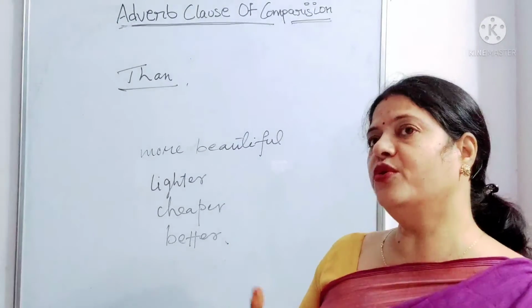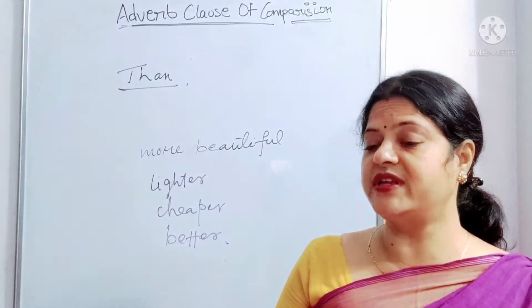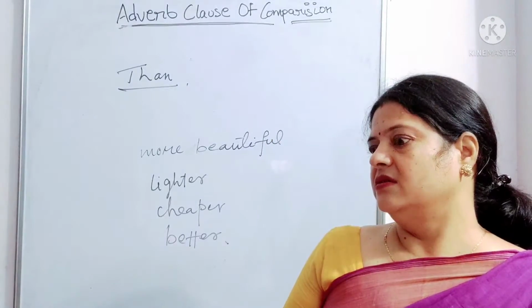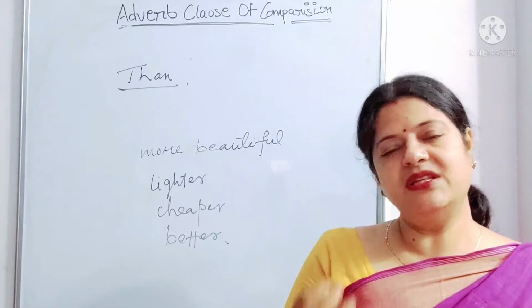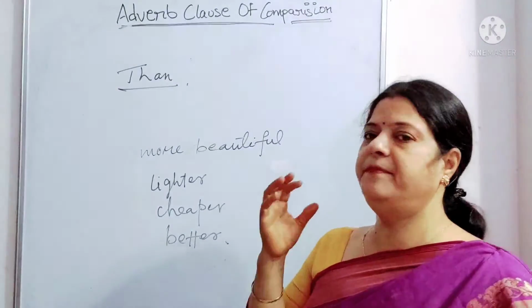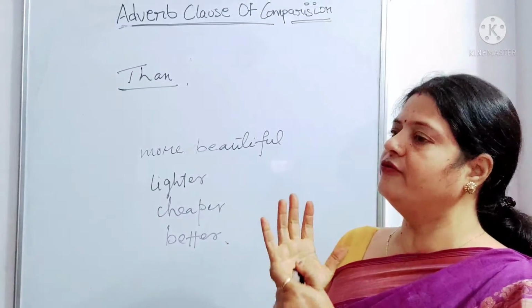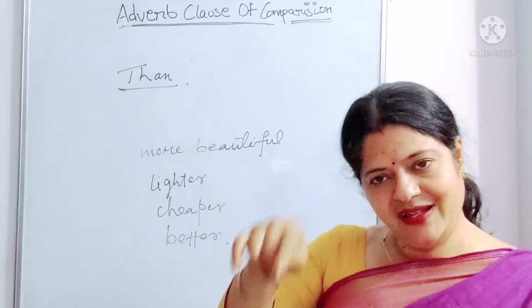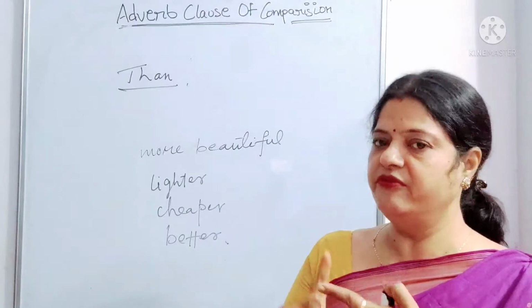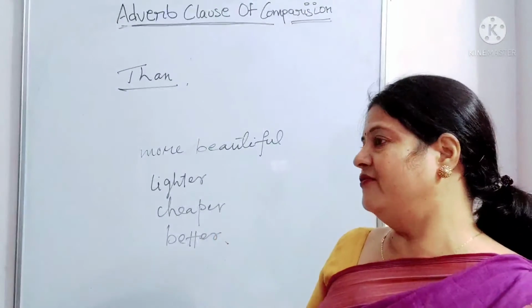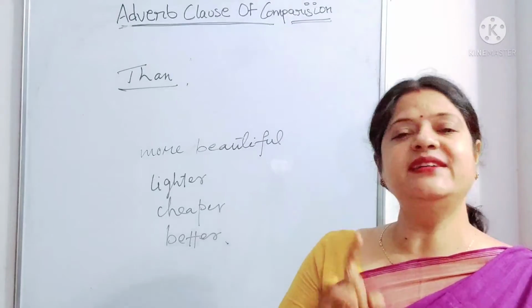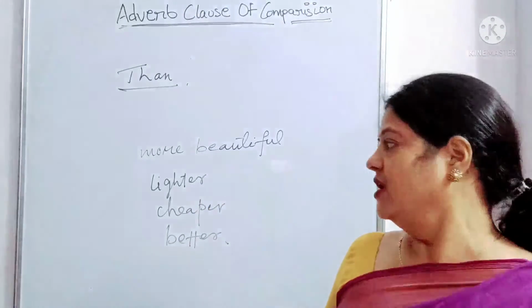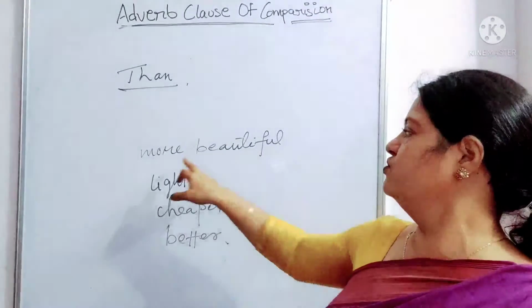Let's know. First, if your word is polysyllabic. Polysyllabic means it has more than one syllable. Syllable means sound. Like if we say "beautiful," beautiful is made of three syllables, so since it has more than one syllable, we call it a polysyllabic word. Another example is "intelligent." It has four syllables, so it is also called a polysyllabic word. So if the word is polysyllabic, we will use "more" before it.